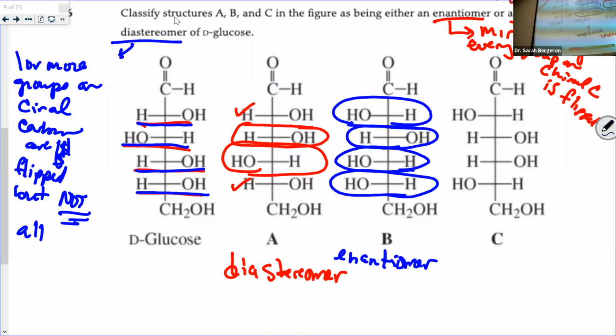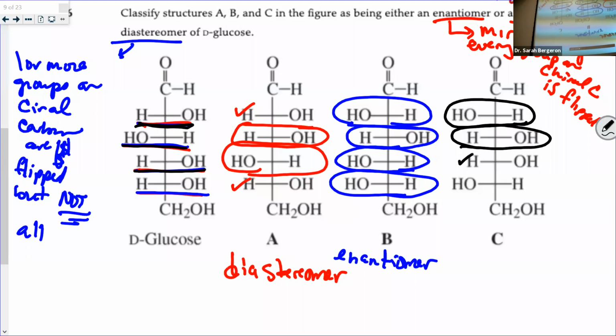Okay. Look at C. We're going to compare that first chiral carbon again. Same or flipped? Flipped. Second chiral carbon. Same or flipped? Flipped. Third. Same or flipped? Same. Fourth, same or flipped? So diastereomer or enantiomer? Diastereomer.